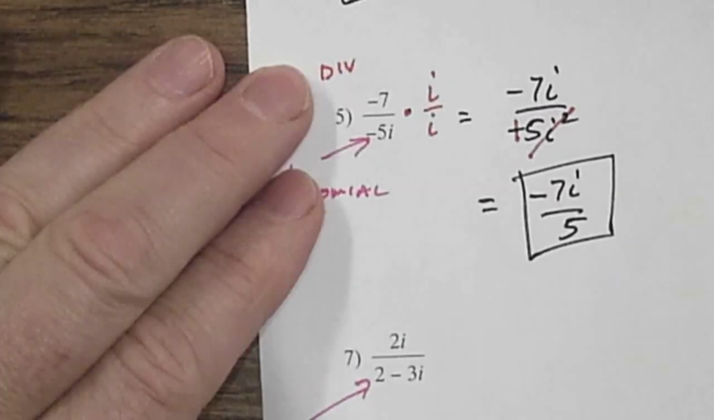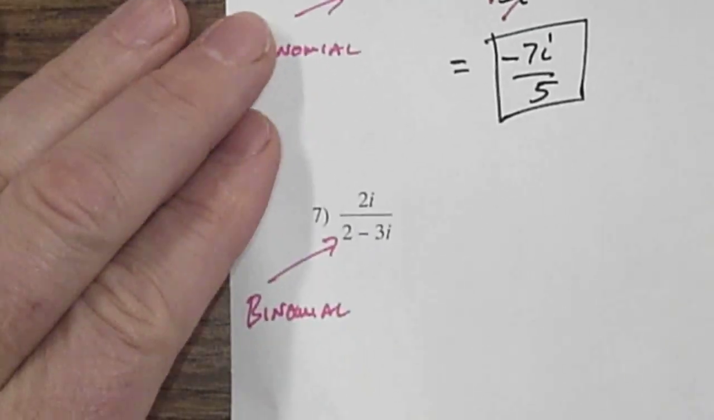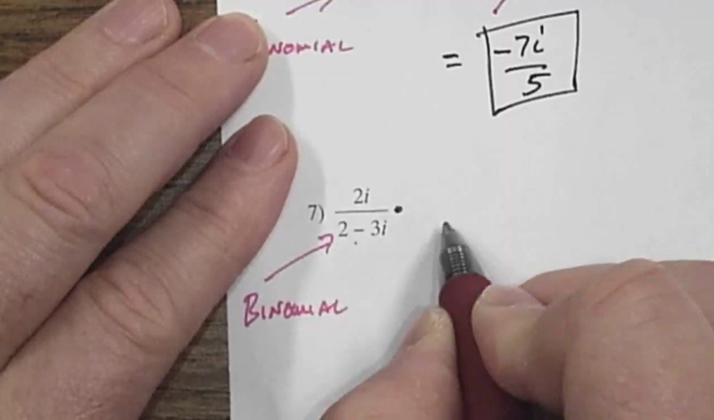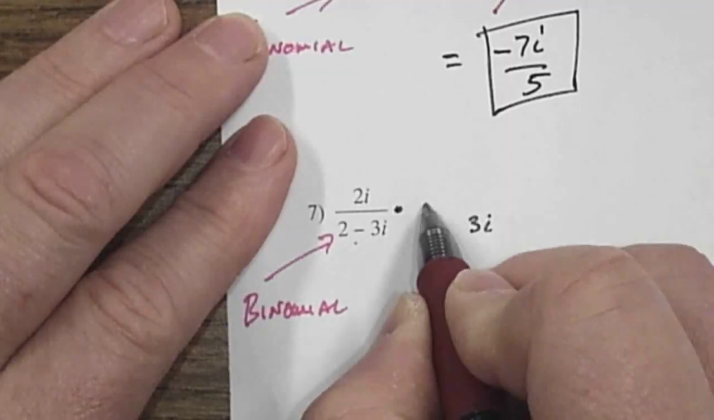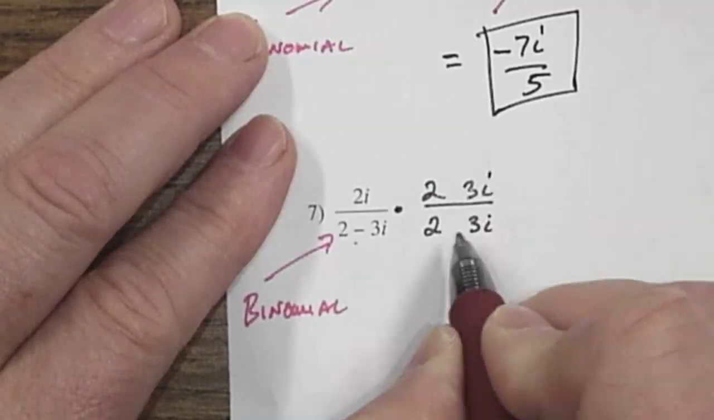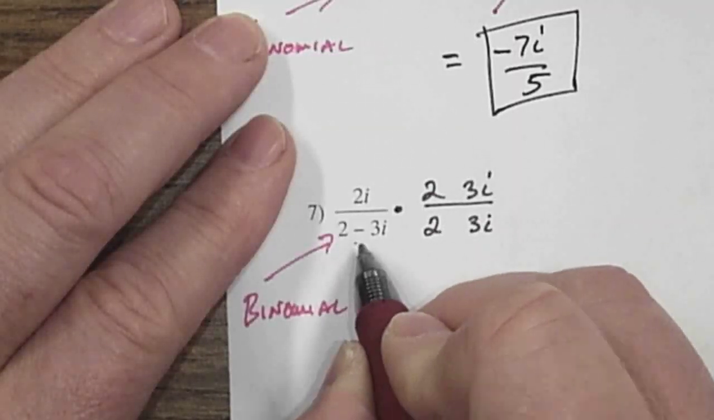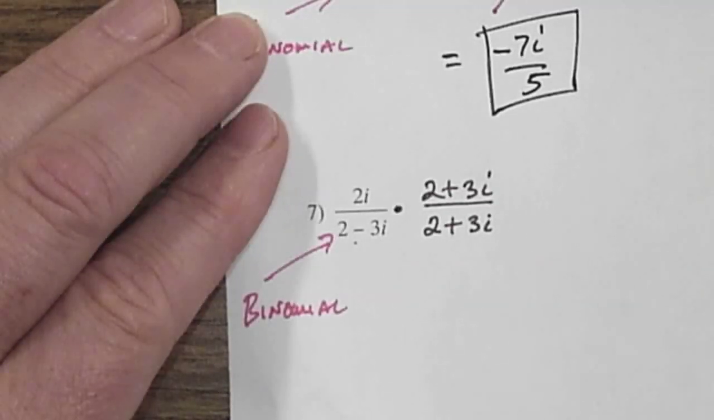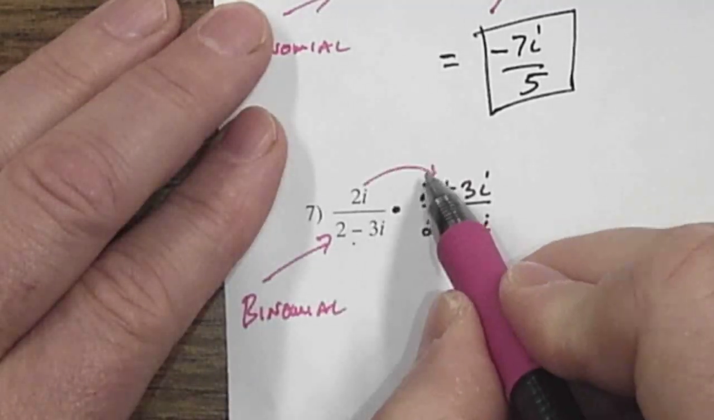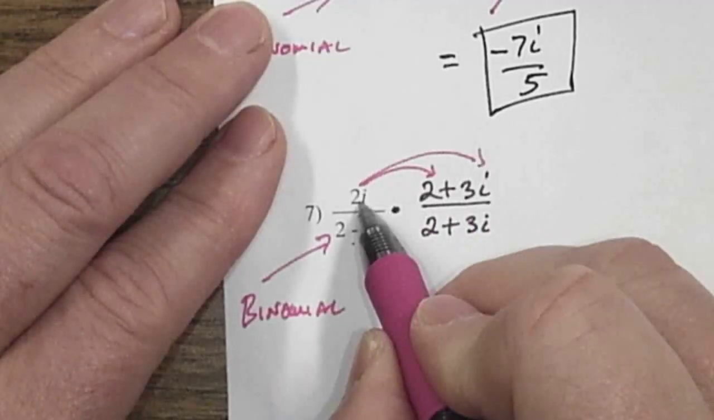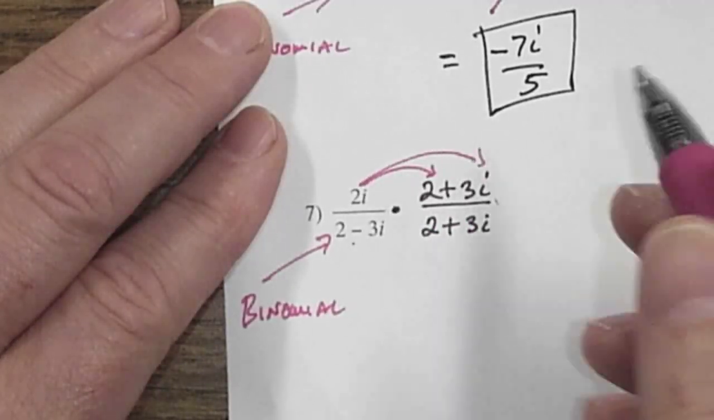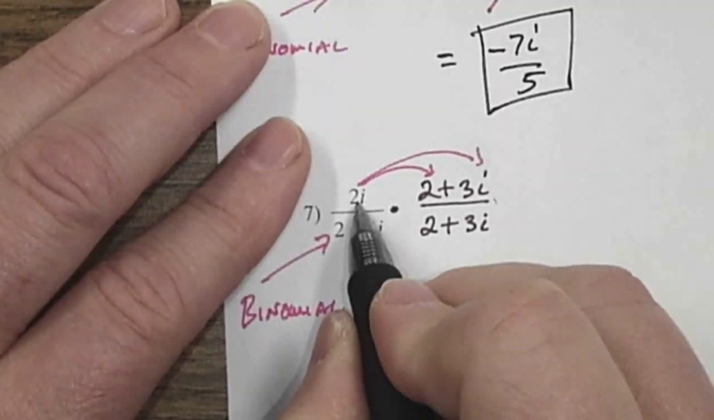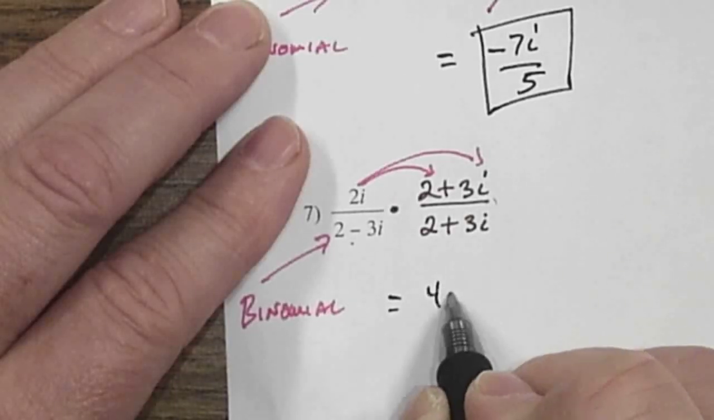When it is a binomial, now I need to multiply by the conjugate. And the conjugate of the binomial is simply taking that binomial and changing the middle only. Changing the middle. Now, get this. We're going to distribute here. This is simple because I got a monomial on top, and the numerator never is an issue. It's the denominator. So 2i times 2 is 4i.